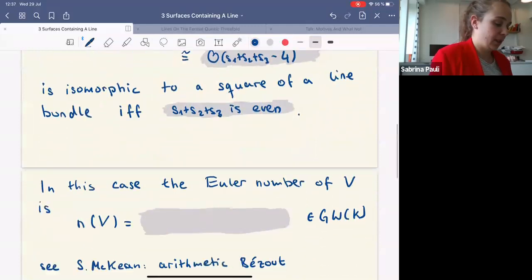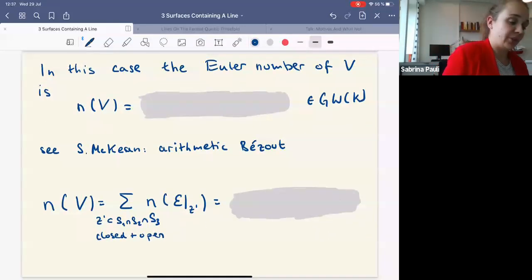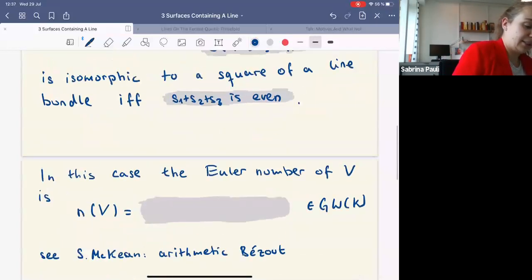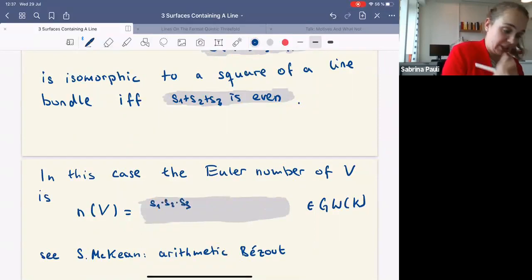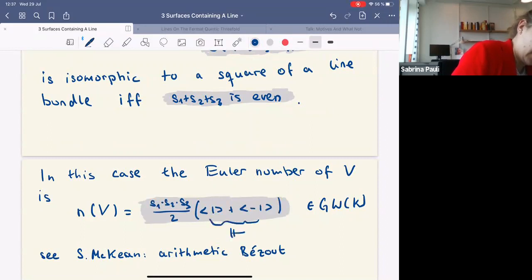Okay. And then in this case, the Euler number of this vector bundle is equal to S1 times S2 times S3, which would be classically the result of Bezout. But now I have to divide by 2 times a hyperbolic form. So 1 plus minus 1. And I also denoted this by H earlier.